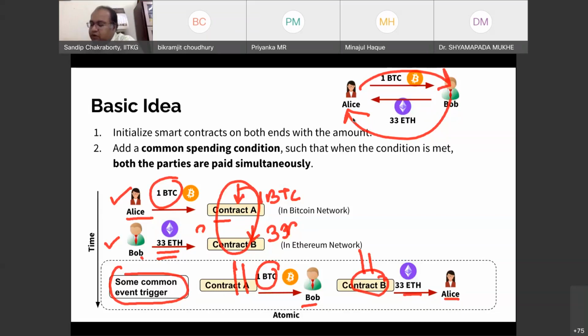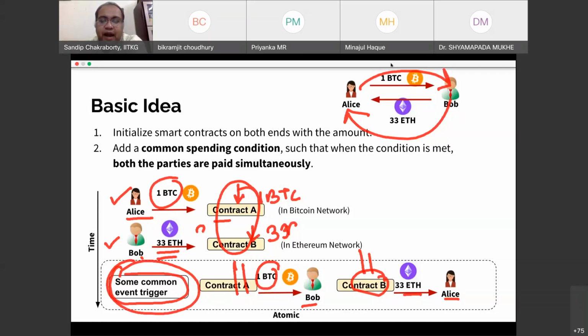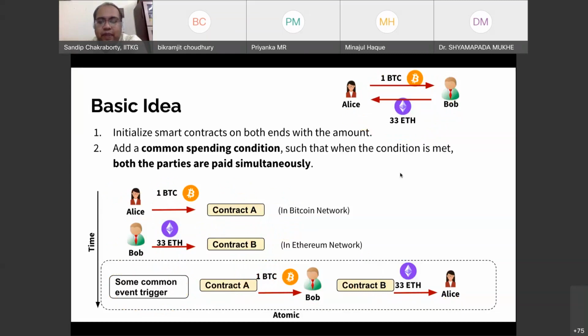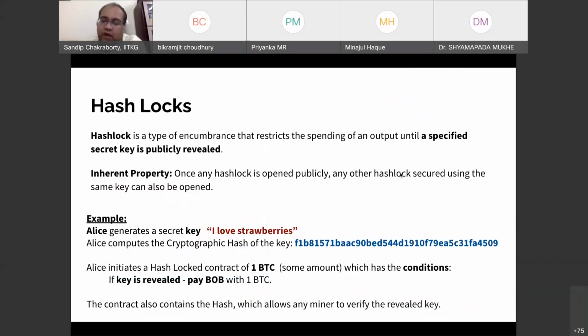But the important question is how you are going to design this common event that is going to trigger the contract. Okay, so if you can design a common event which is going to trigger the contract, then your problem gets solved. So that is the particular challenge which we have right now, and this challenge we are going to solve with the help of a concept called hash lock. Okay, so what is a hash lock?